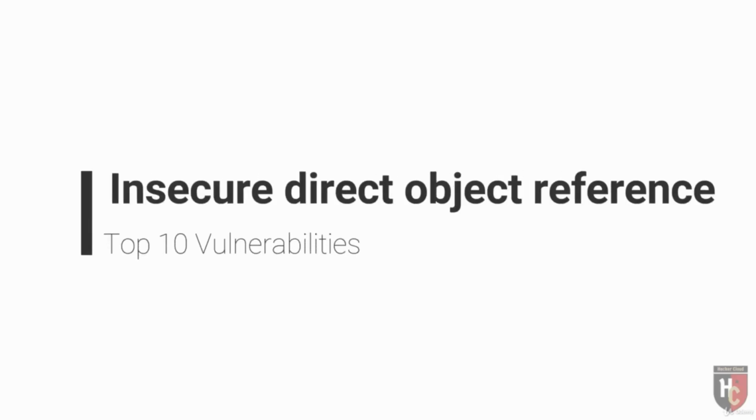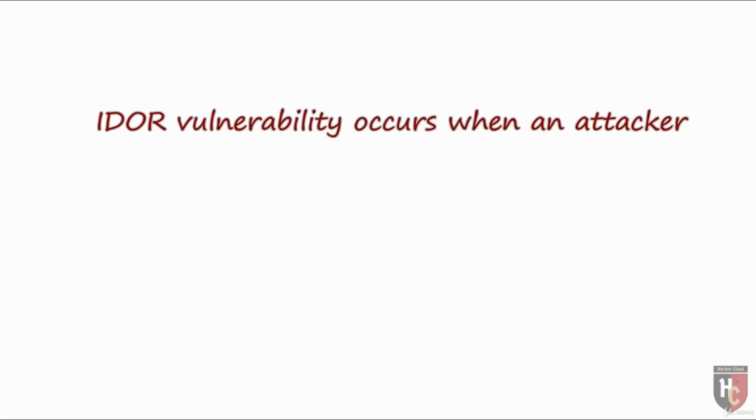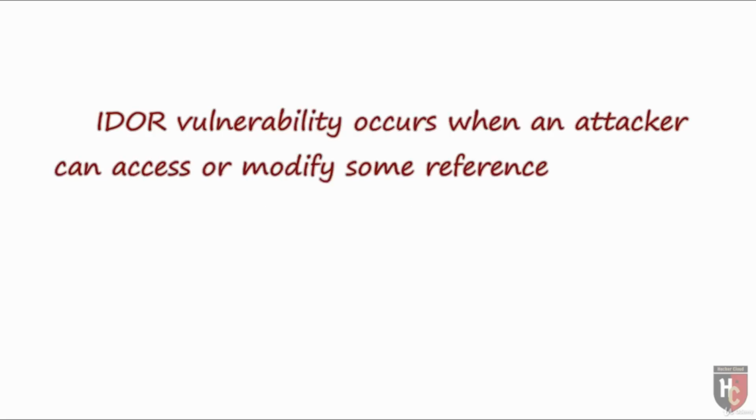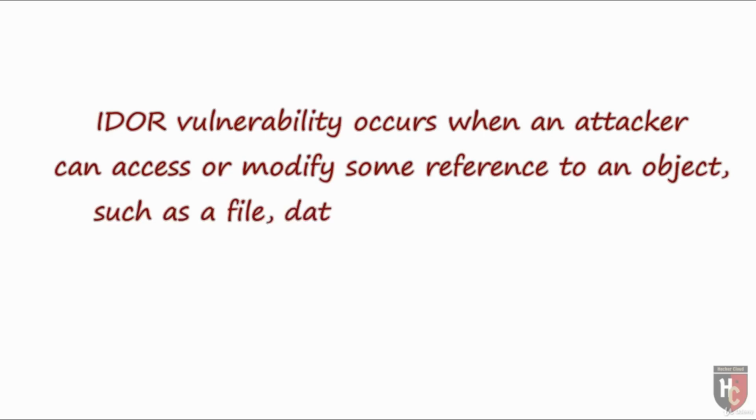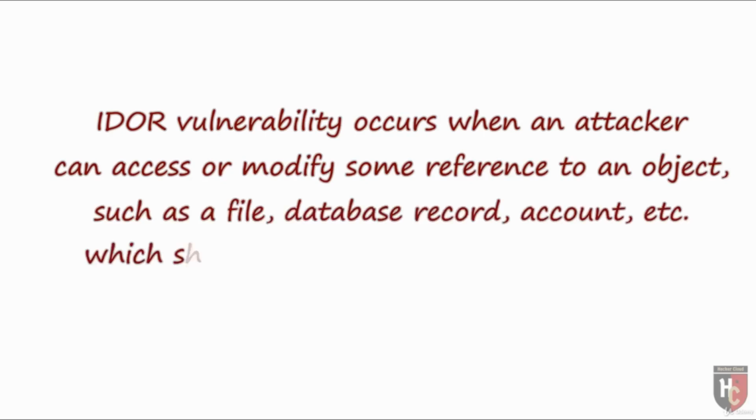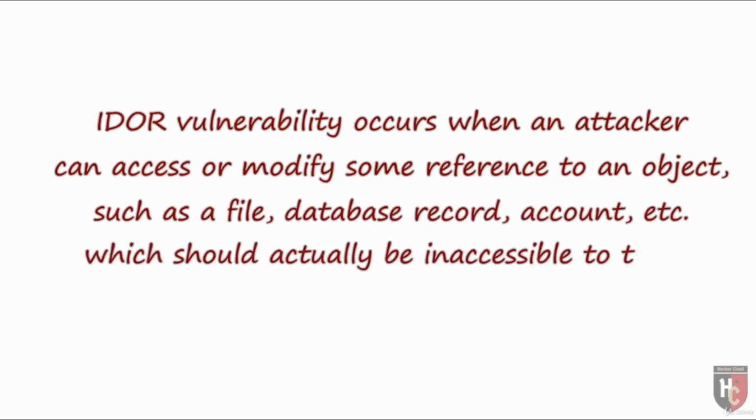We will discuss insecure direct object reference. Insecure direct object reference, or IDOR vulnerability, occurs when an attacker can access or modify some reference to an object such as a file, database record, account, etc., which should actually be inaccessible to them.